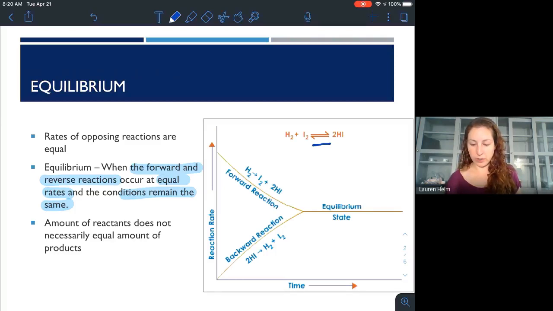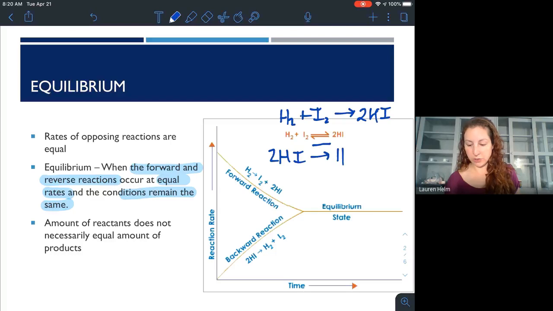The reaction where hydrogen and iodine form hydroiodic acid, and also what we call the reverse reaction, where our hydroiodic acid breaks down or decomposes into hydrogen gas and iodine. And so instead of writing both of these, what we do is we use the reversible arrow to indicate that both of those reactions are capable of occurring.